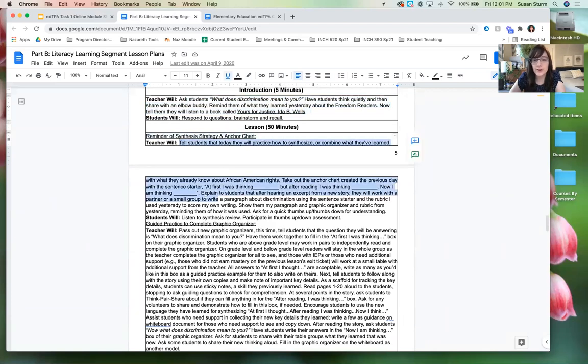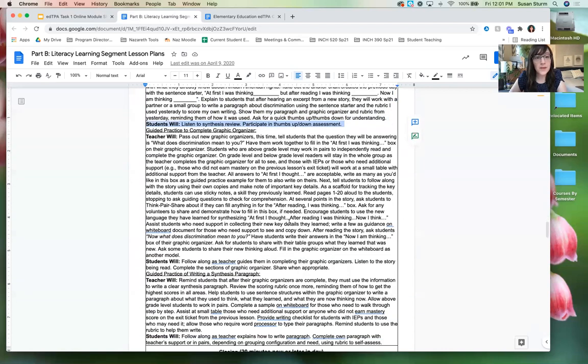So referring back to those materials that were introduced in the first day, going over the sentence starter, going over the rubric, showing them the paragraph that she wrote the day before, the graphic organizer she filled out, the rubric from the day before, reminding them of how everything went. Quick thumbs up or thumbs down to check in with the students here. Students will listen and participate in the thumbs up.